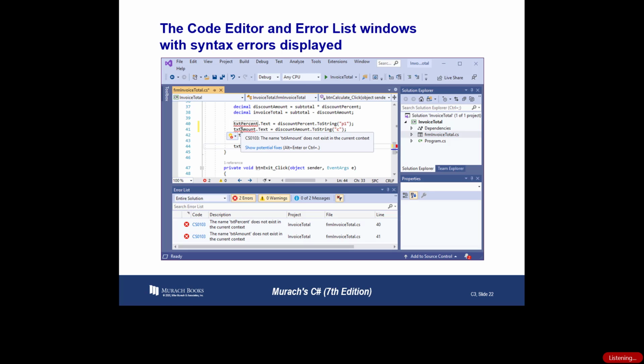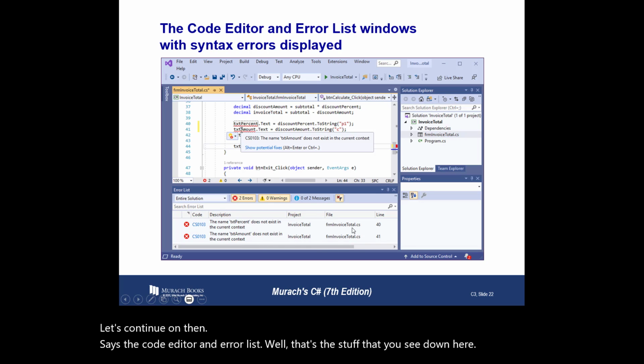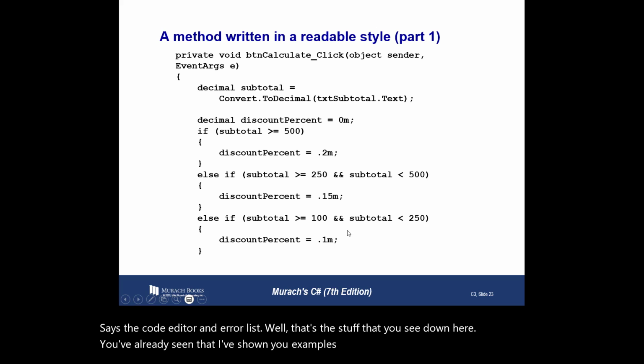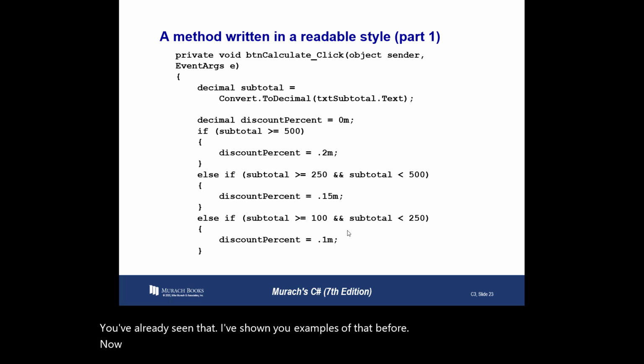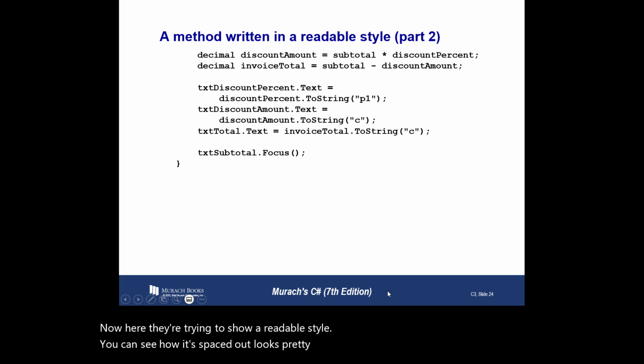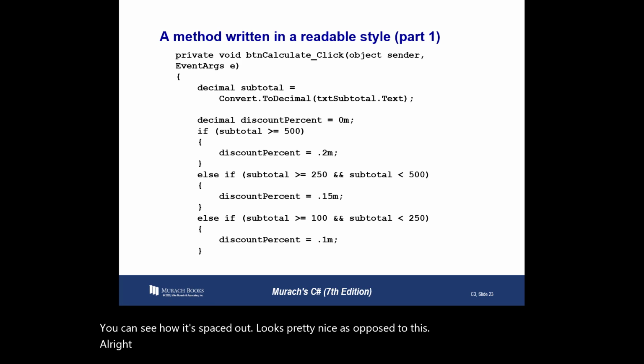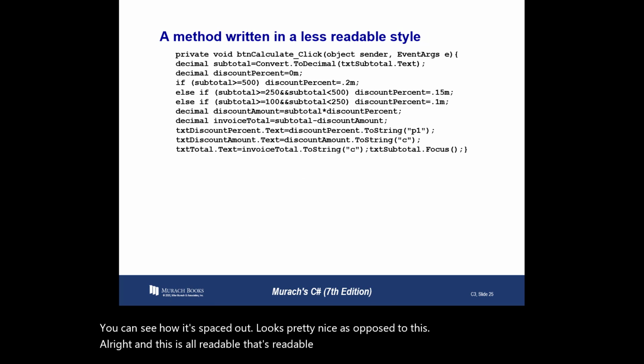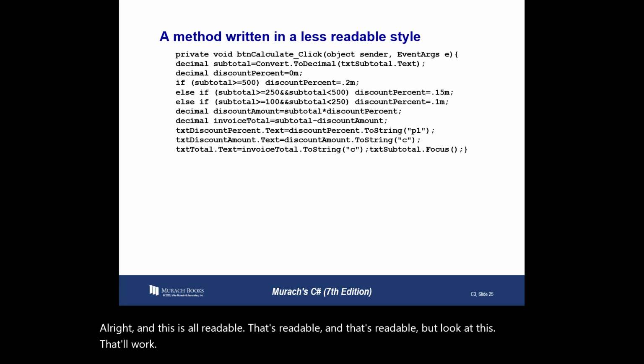All right, let's continue on then. It says the code editor and error list. Well, that's the stuff that you see down here. You've already seen that. I've shown you examples of that before. Now here they're trying to show a readable style. You can see how it's spaced out. It looks pretty nice, as opposed to this. All right, and this is all readable. That's readable and that's readable. But look at this. That'll work. It'll still work. The problem is it's very hard to read.